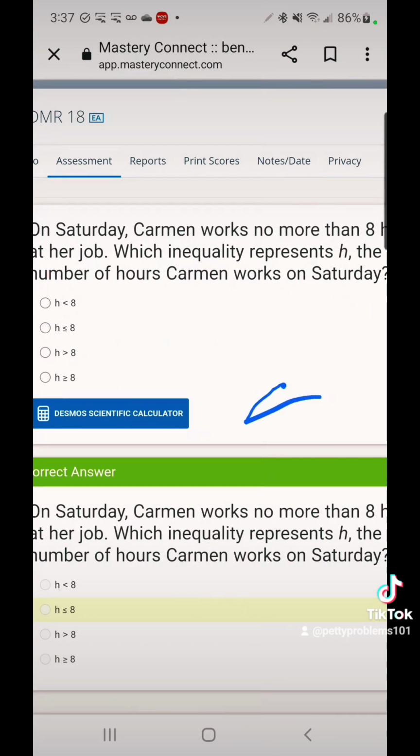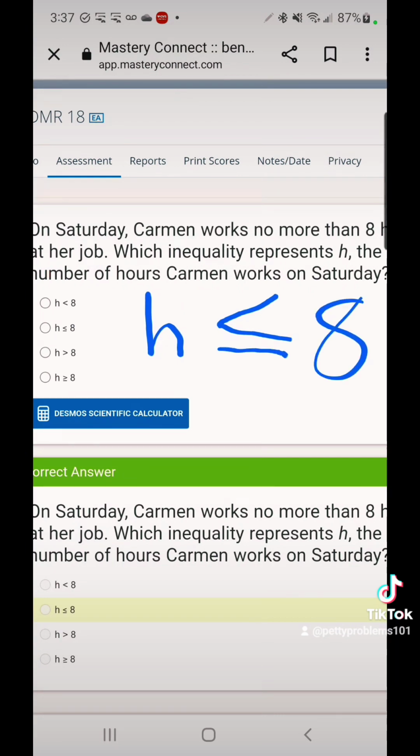So that means she has to work less than 8 or equal to. So you've got H as your hours, and then works less than or equal to 8. The reason it can be equal to is because it says no more than 8, so that means it can be 8.